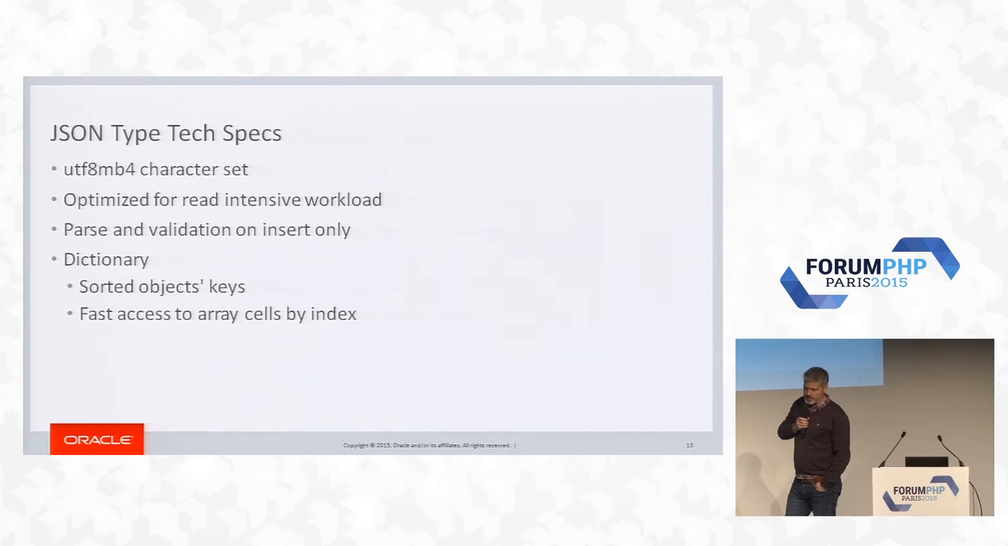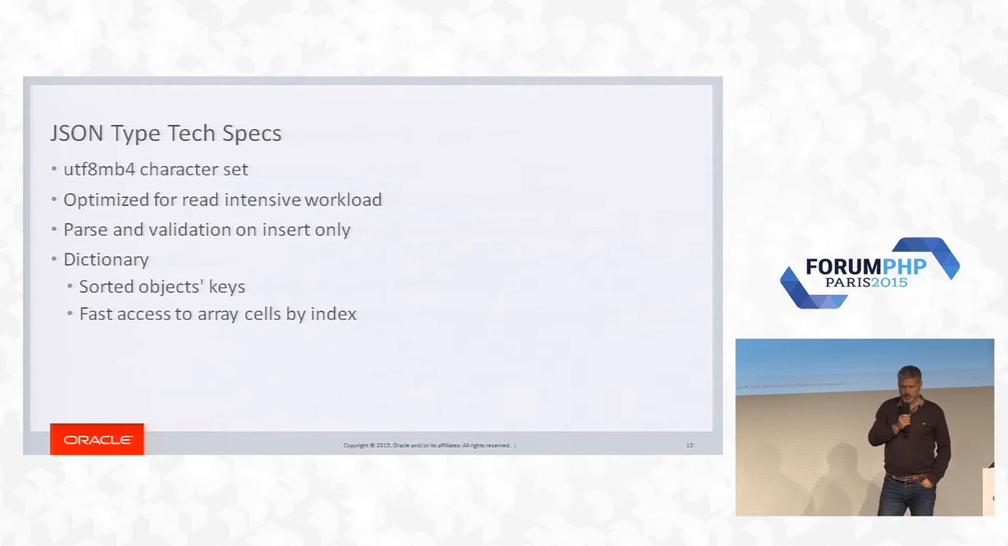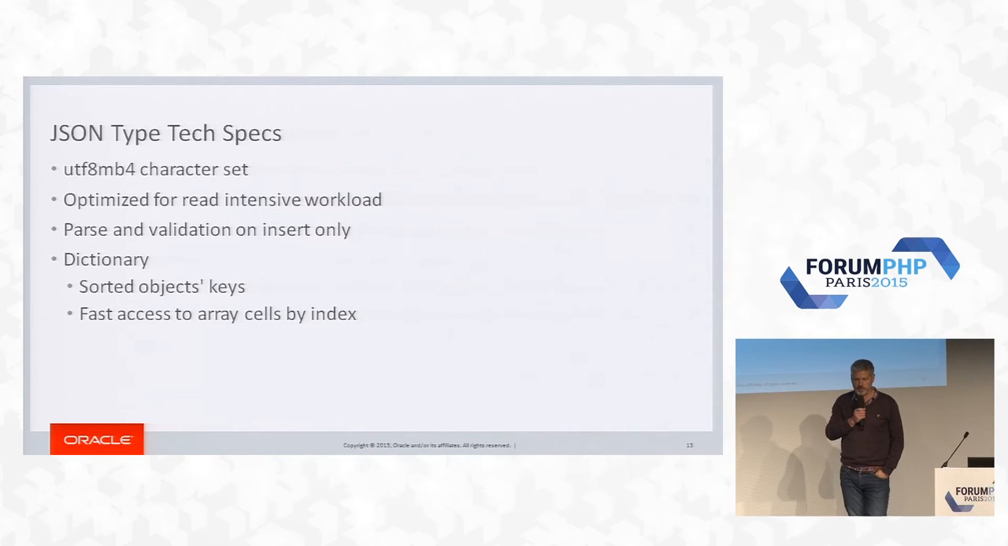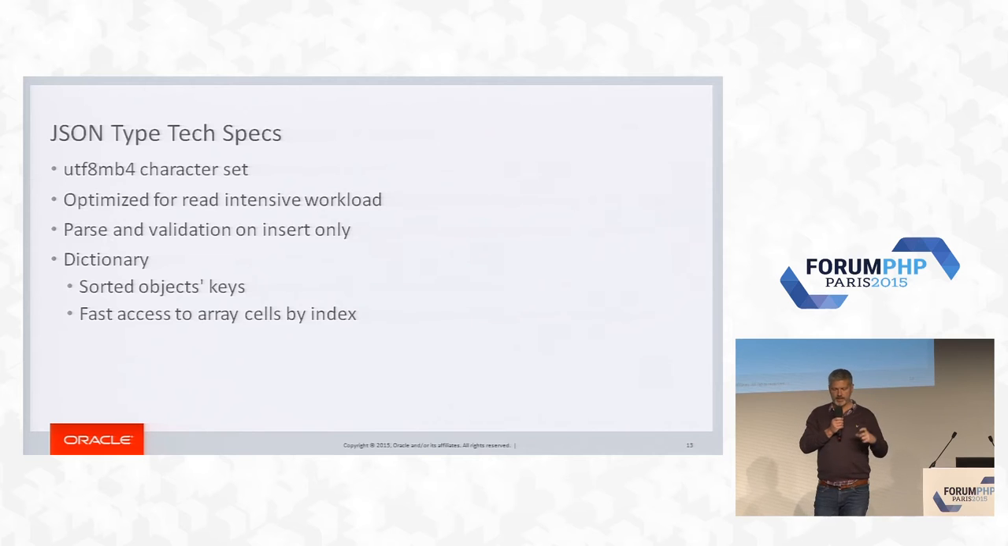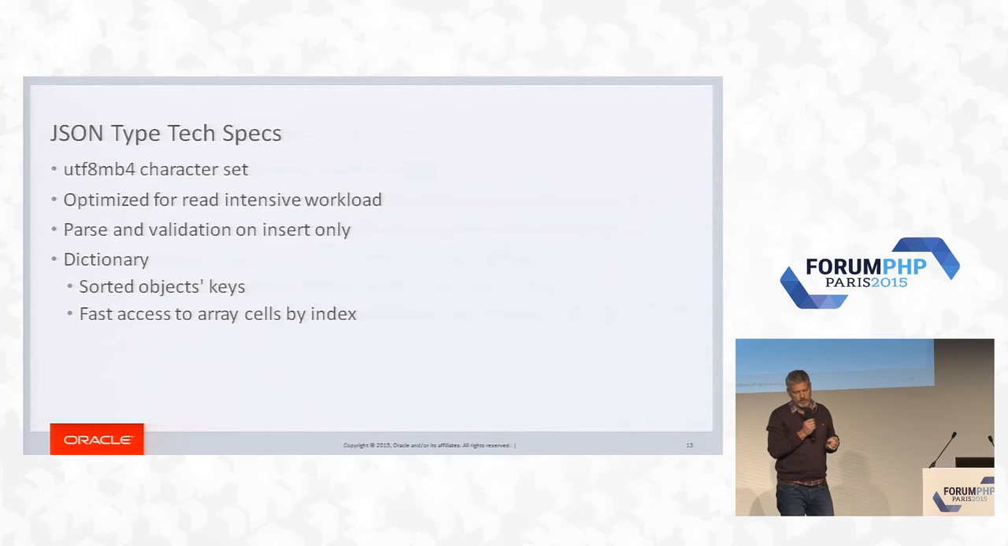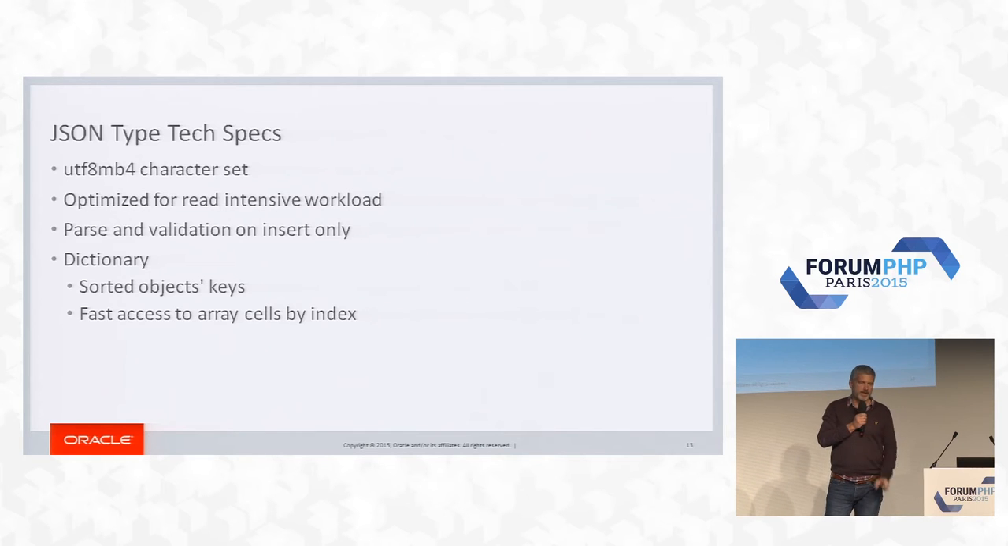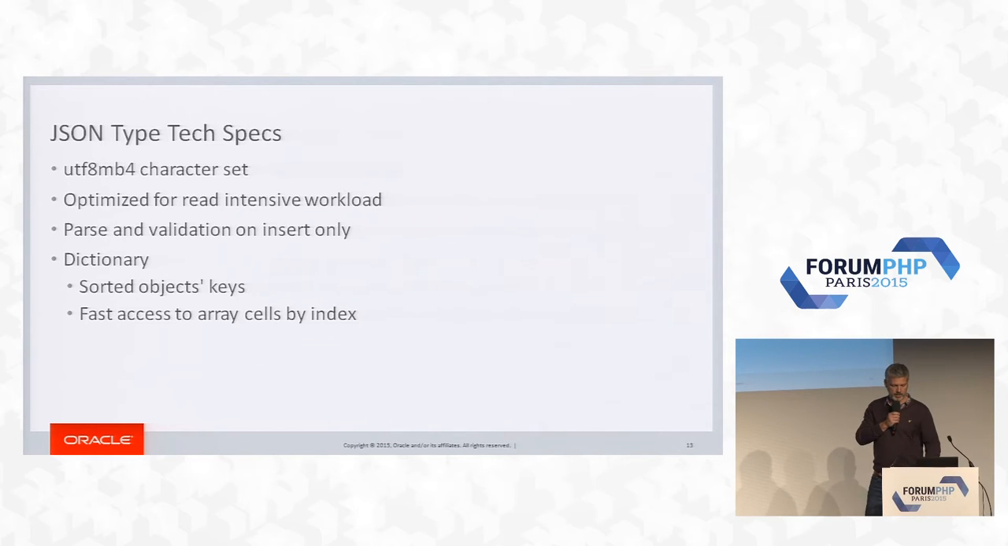Some details around the JSON data type. It's UTF-8. It's optimized for read-intensive workload. Parse and validation happens on insert only. And when it's parsed and validated, each object gets a dictionary of sorted object keys. I'll come back to that later and why we do that. And when it has arrays inside the JSON data type, there is also an indexing capability into the actual array data. I'll be coming back to that shortly.